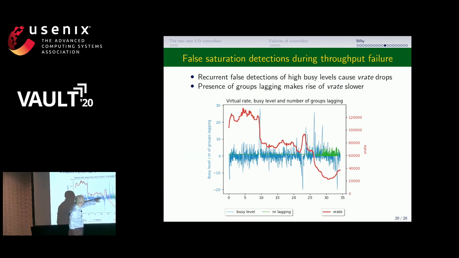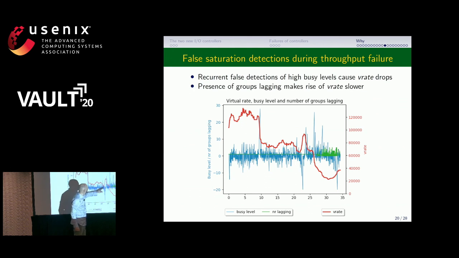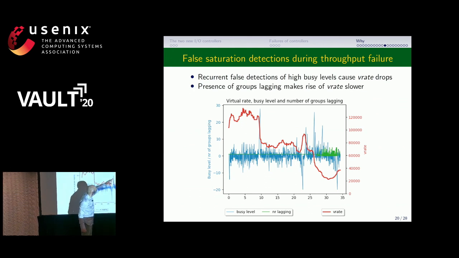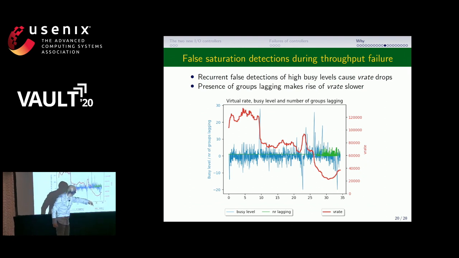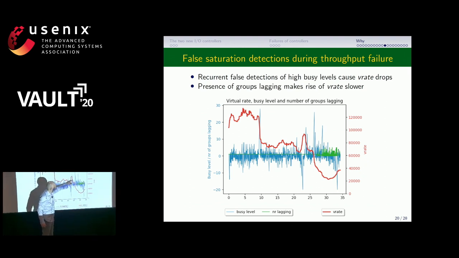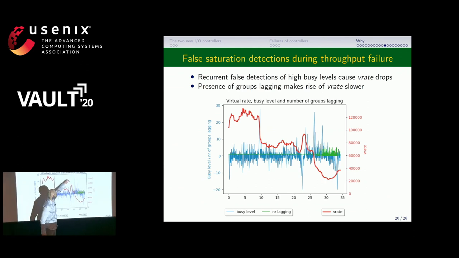Then io.cost seems to realize that V rate must be increased, but while increasing it, it gets again a new spike in the busy level, so again a sudden drop of V rate, and then it gets worse and worse, because even if the drive is definitely not saturated, because the throughput is extremely low with respect to the maximum that it could get, still io.cost believes that the drive is too busy.